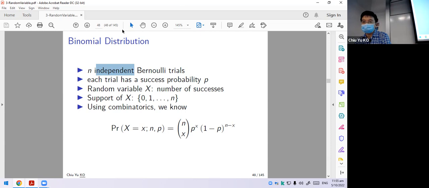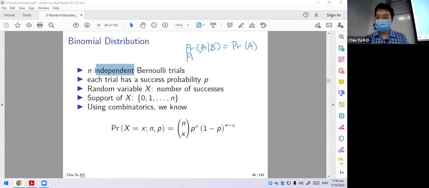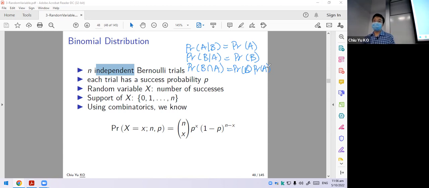Just in case you don't recall, let me write it down here. If A and B are independent, this is what we have: A given B is just A. You can also reverse this: B given A is just the probability of B. And for A and B together, you just multiply. So this is the definition, and the three of them are the same.